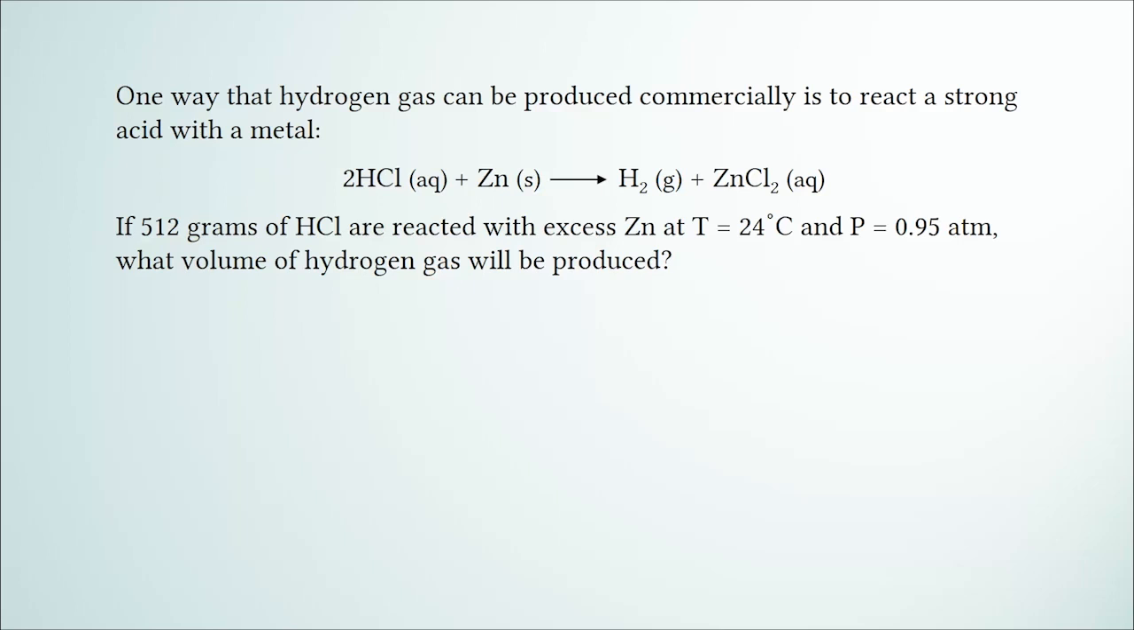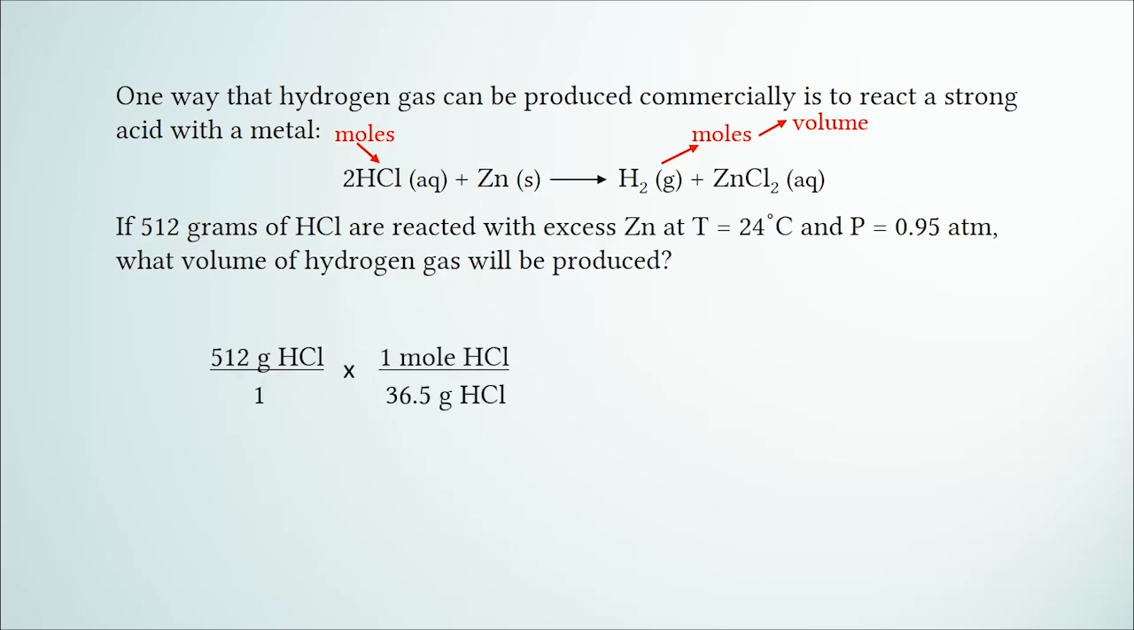We know that zinc is in excess, so our limiting reactant is hydrochloric acid, meaning that all of it will be used up. We need to find out how much product is made. So we need to figure out the moles of hydrochloric acid. Then we can use stoichiometry to find moles of hydrogen gas. Then once we have moles of hydrogen, we can use the ideal gas law, or equation 11.12, to find its volume. That's our plan.